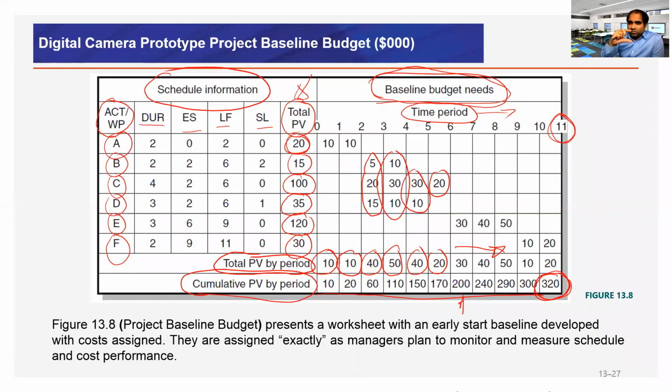That should be very critical information for the progress report. So in this specific project, we need 11 progress reports, one at the end of each time period.